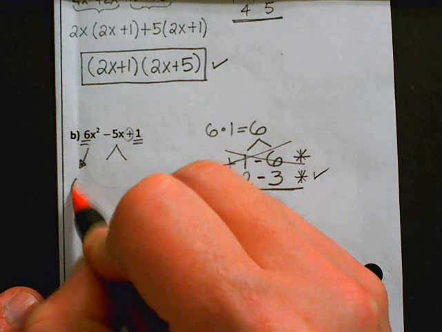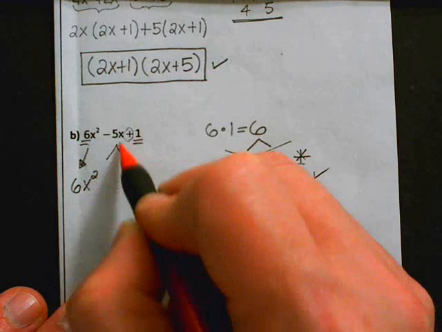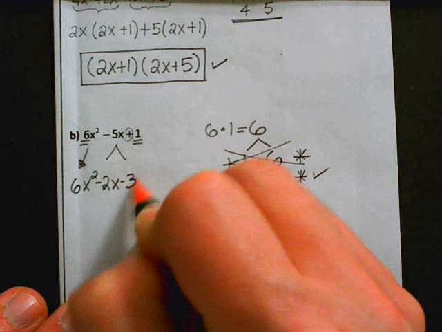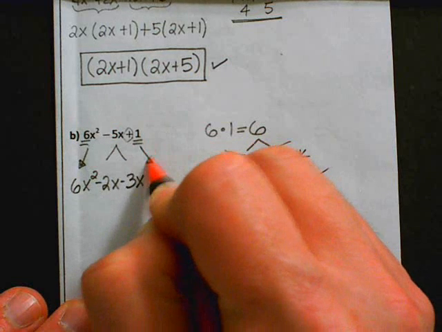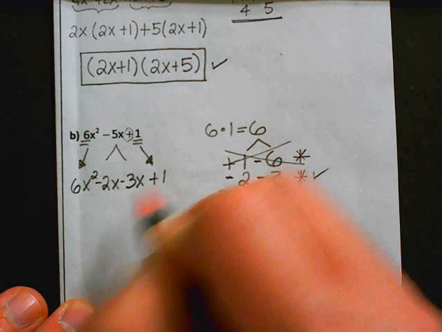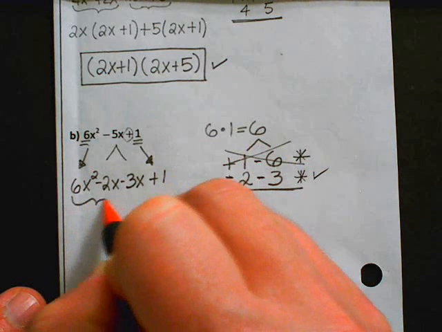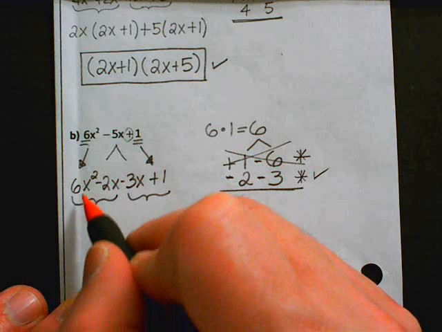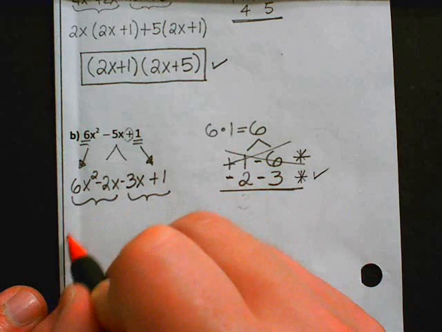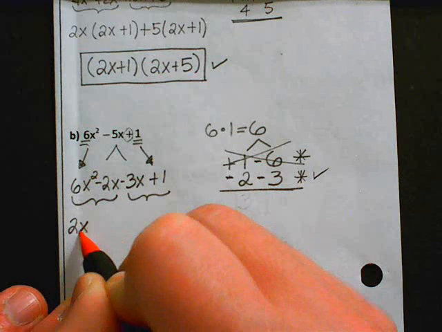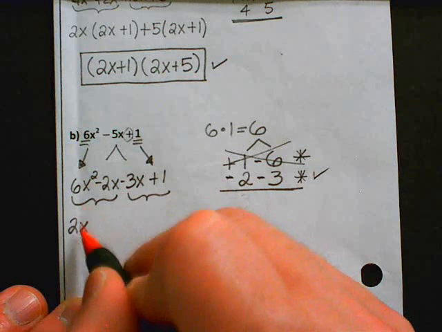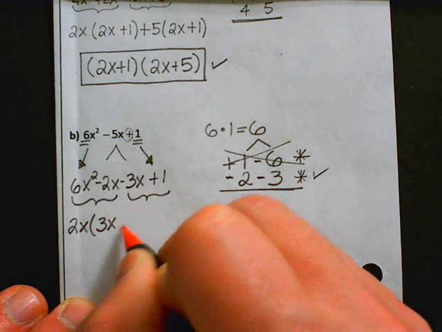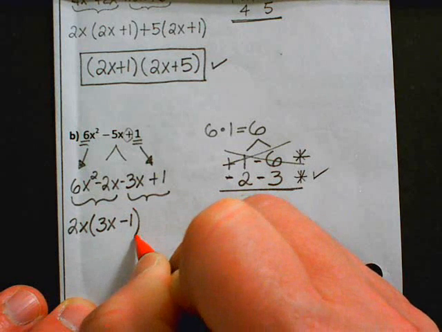So now we're going to copy the first term, which would be 6x squared. We're going to break down the middle term as negative 2x, negative 3x, and we're going to bring down the positive 1. With that, now we're going to group them in pairs. And what can I factor from the first two? I can factor a 2x. And 6x squared divided by 2x gives me 3x. And negative 2x divided by 2x equals negative 1.